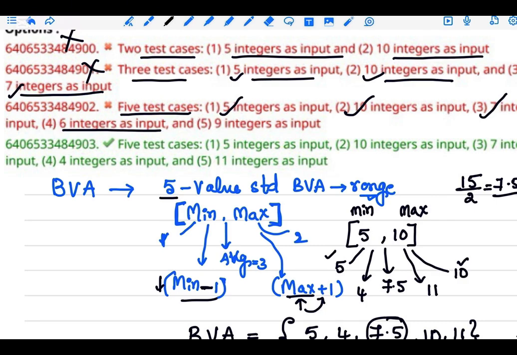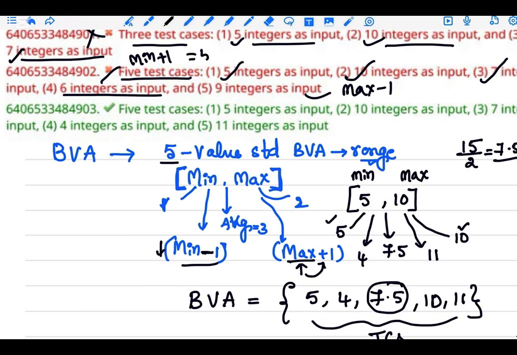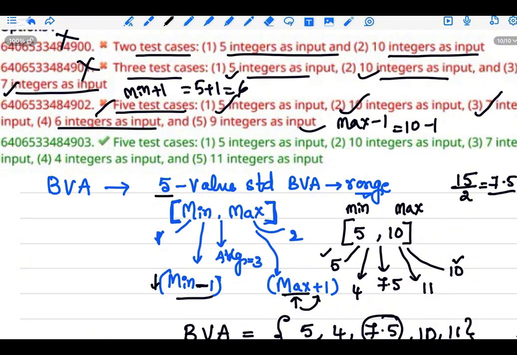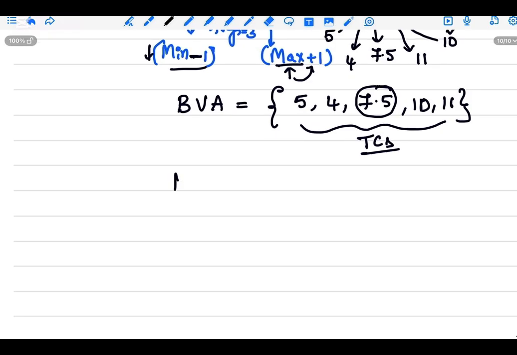How do they get 6 integers here? That is minimum plus 1, and maximum minus 1, right? The minimum is 5, so 5 plus 1 is 6, and the maximum is 10 minus 1. For example, if you forgot the minimum minus 1 and maximum plus 1, you would answer option C as correct. So be careful, you have to remember this, it is very important.